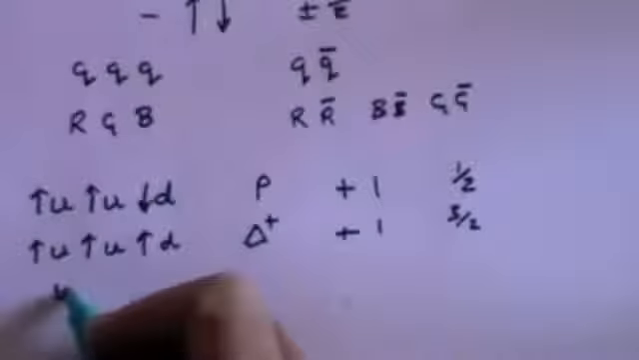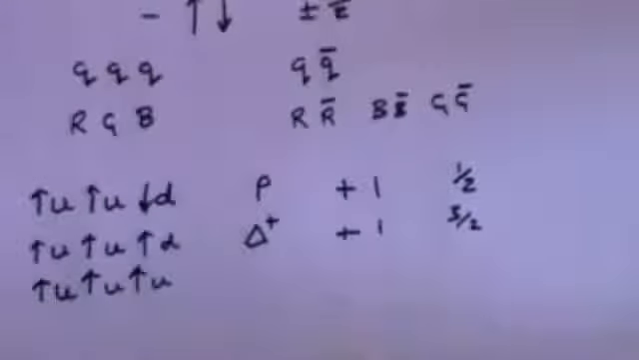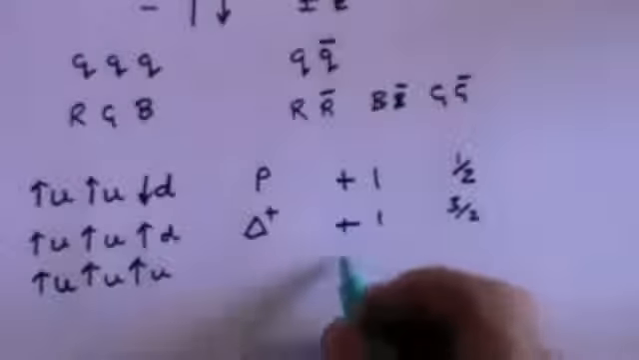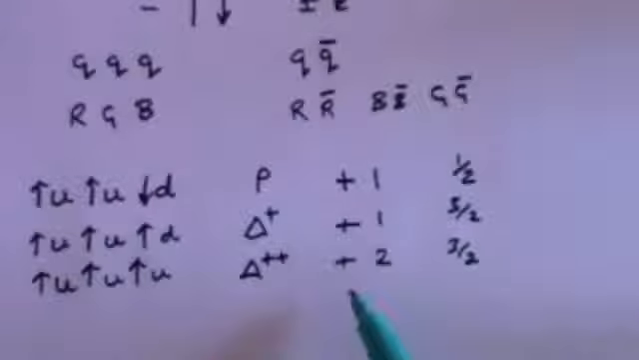So let's design another one. What happens if we take an up, spin up, up, spin up, up, spin up? So now we've got three ups. Perfectly all right, because each of them will have different colours. What is the total spin? Total charge, plus 2/3, plus 2/3, plus 2/3, gives me an overall charge of +2. Total spin, half plus a half plus a half, is 3/2. And that is actually called the delta double plus. You'll notice that the pluses indicate the charge of the particles.